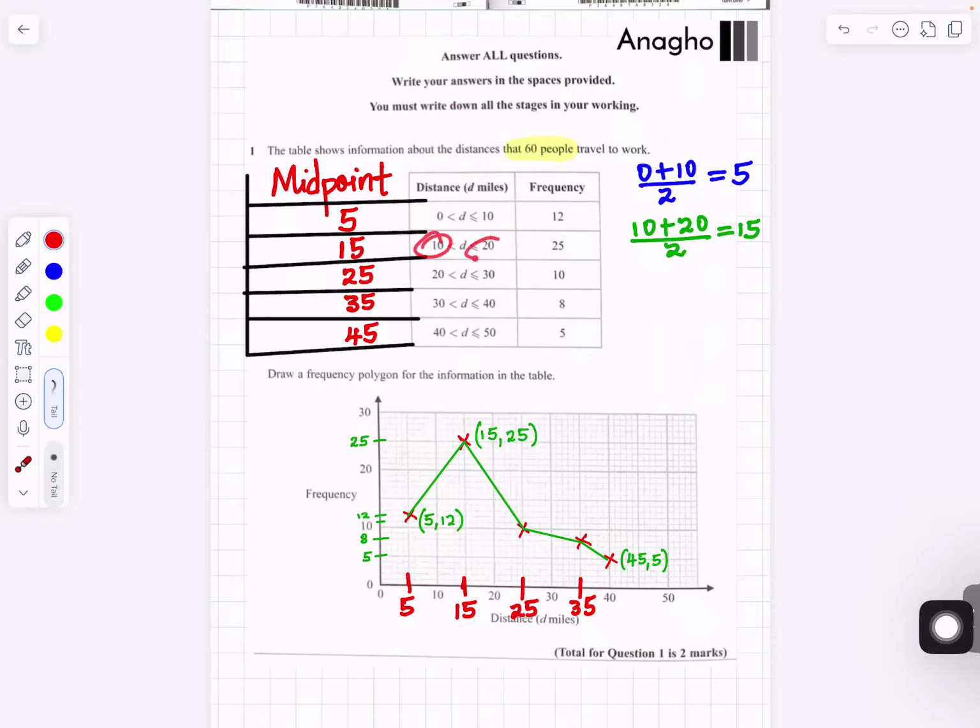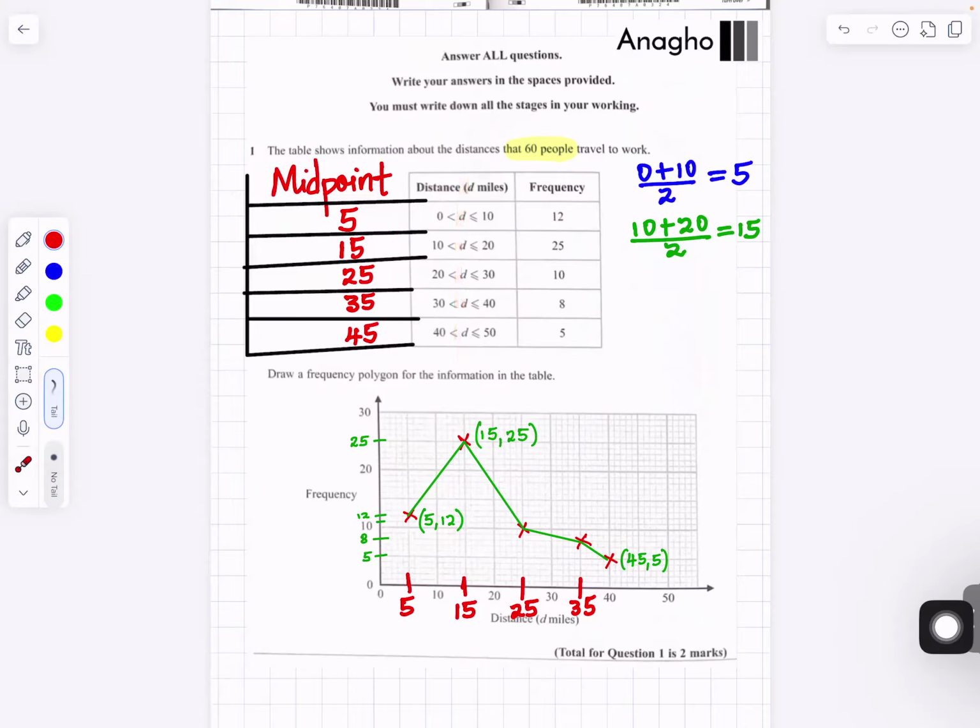Between 10 and 20 miles, there were 25 people. So which number do we choose between 10 and 20? We don't want to choose 10, 11 or 12. So we choose a number in the middle. The lower number 10 plus the higher number 20 divided by 2 gives you 15. We choose the middle number for all of them.